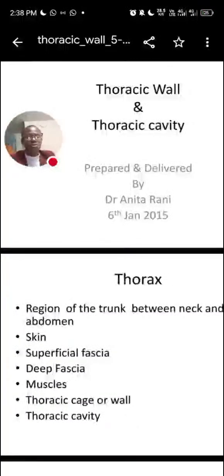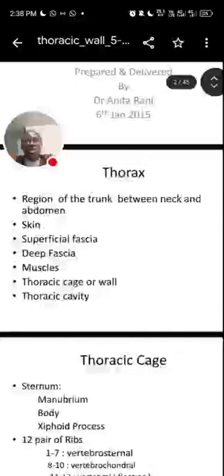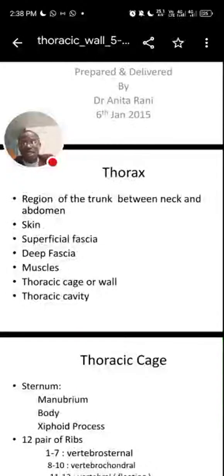Now, we have seen the meaning of thorax, the region between the neck and abdomen, and we said that meaning is introduction. In anatomy, anything you are studying, you must always talk about the meaning or the introduction. Some people even write introduction and then add meaning, or some even add definition. It's the same thing.